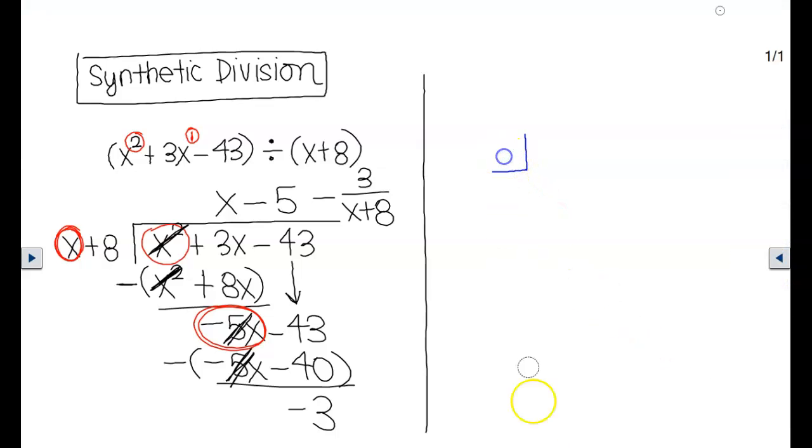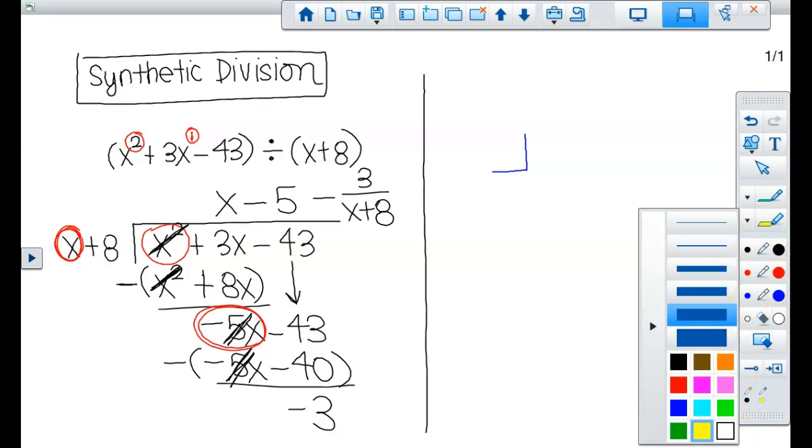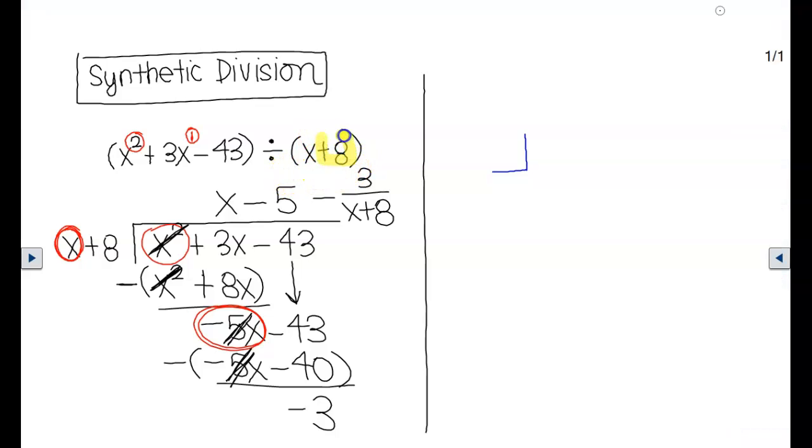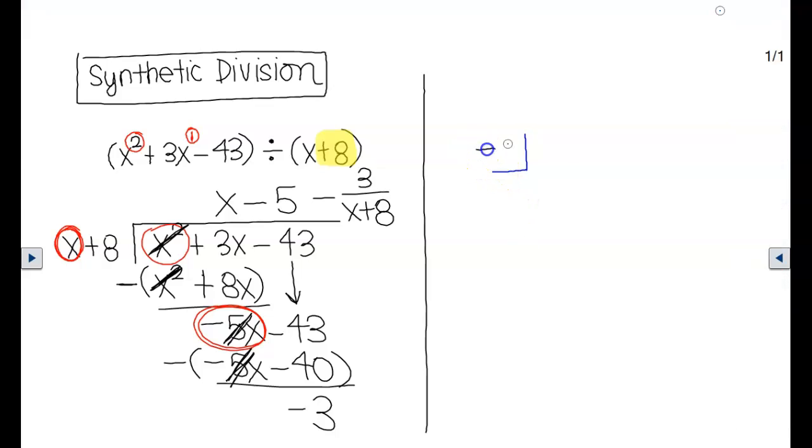Now, here's where you get the number that you're going to put there. You're going to get that number by looking at what you're dividing by. What you want to do is take that last number, so that positive 8. Now, I'm not going to keep that as a positive 8. I'm actually going to change its sign. So I'm going to change that from a positive 8 to a negative 8. So I'm going to put negative 8 right here.